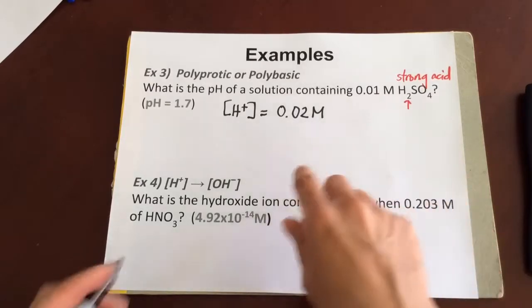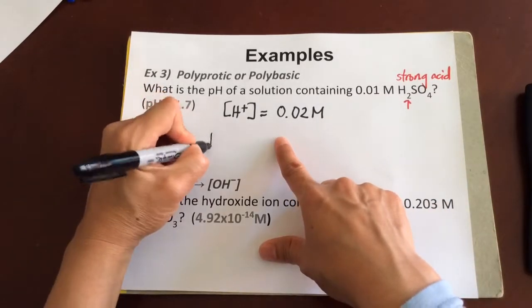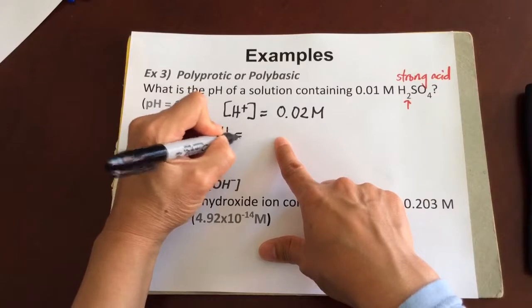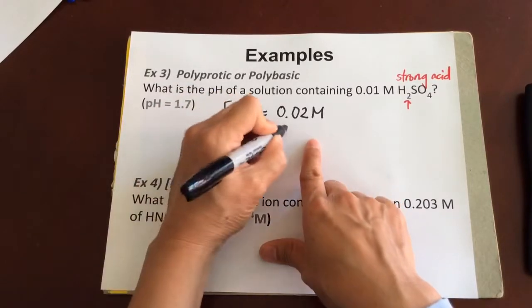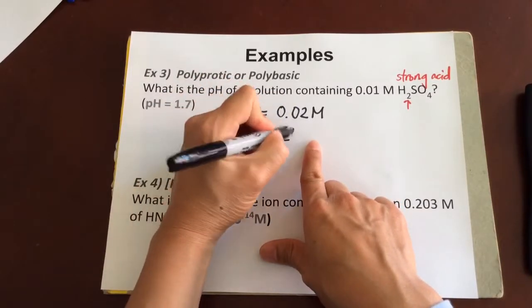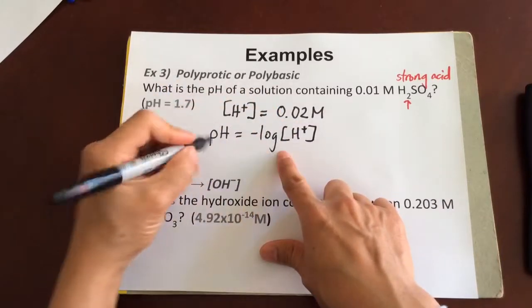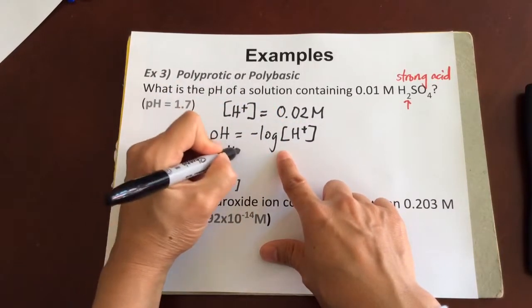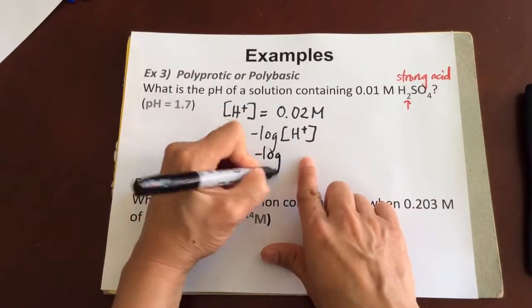Now, to calculate the pH is to say negative log of the H plus concentration, which is 0.02. So I'm going to do it step by step so you can see my substitution.